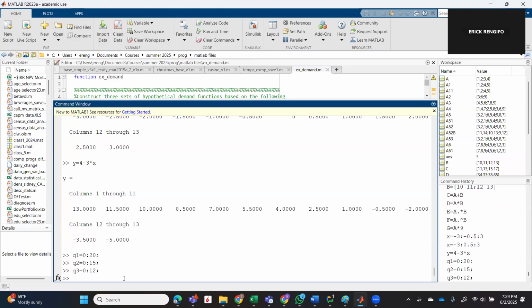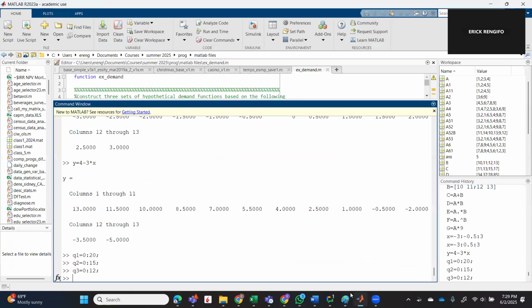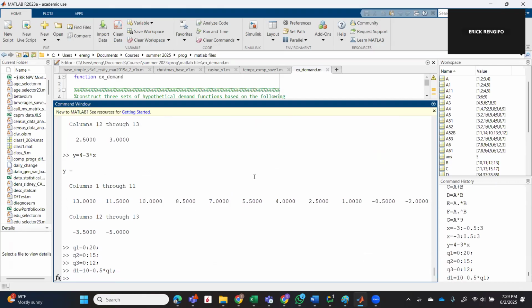Once you have these, these are your x's, correct? Because Q is on the x-axis in economic terms. Q is my x. So basically I have A and B multiplied by Q, then I can create the demand functions 1, 2, and 3. Makes sense to everyone? So I can do QD1, the demand function 1, equals, what was my coefficient? 10 is my intercept minus 0.5 times Q1. Agree with me, guys? Yes. Okay, so this is the first one.